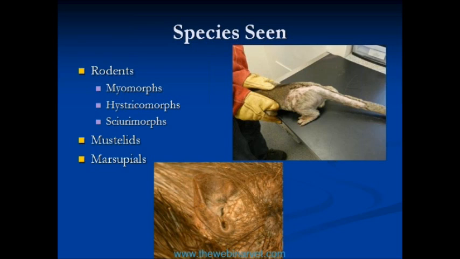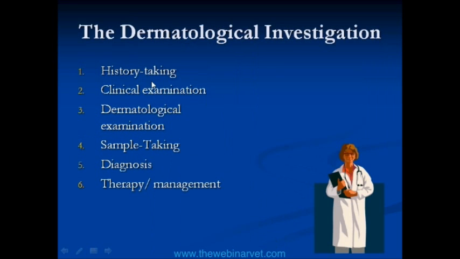So therefore we really have to take a step-by-step approach and work much more from first principles in the way we approach skin disease in these creatures. The fortunate thing is the dermatological investigation in exotics and small mammals is very similar to what it is in other species too. So just as we do a dermatological investigation in a dog or a cat, so we would do one in a small mammal.